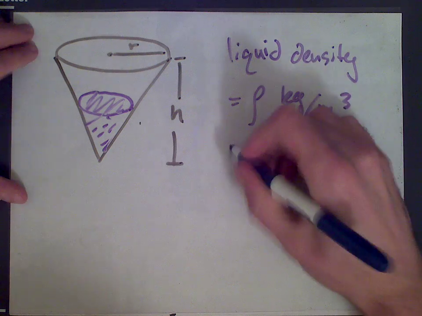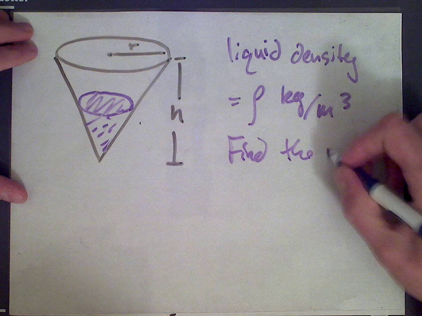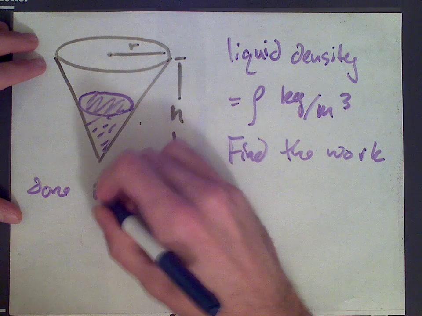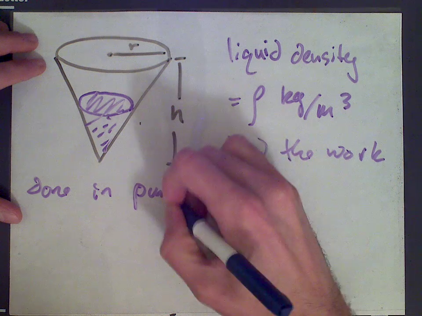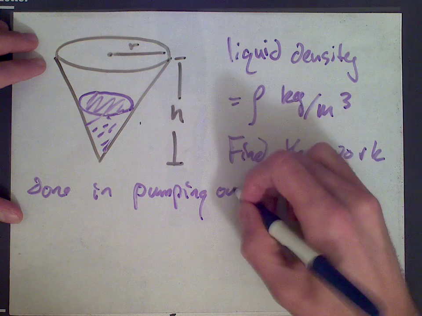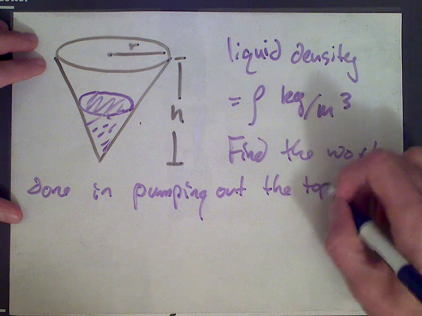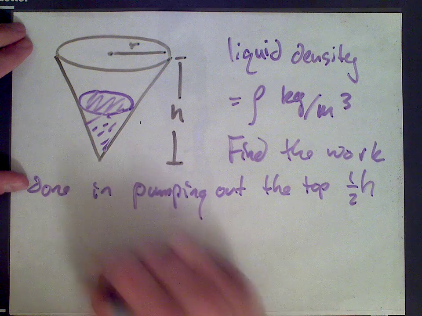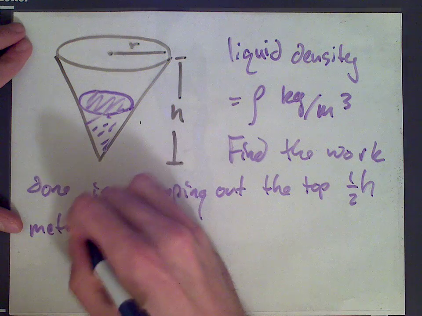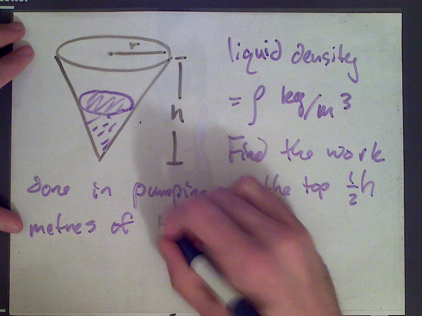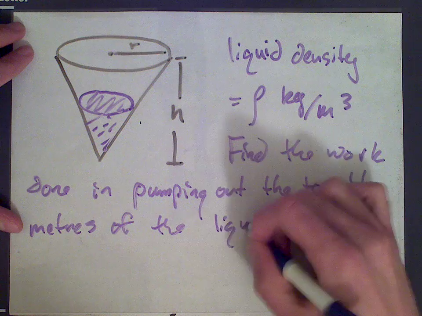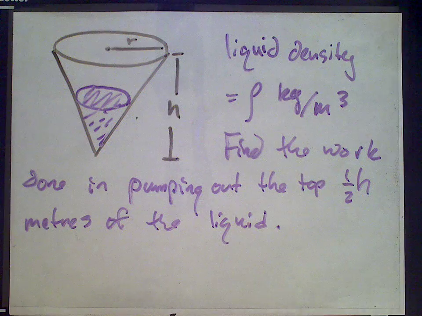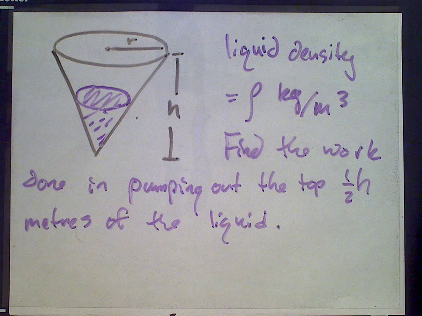Then the question is to find the work done in pumping out the top 1 over 2h, so the top half meters of the liquid. So that's the question: the work done to pump out the top half meters of the liquid.